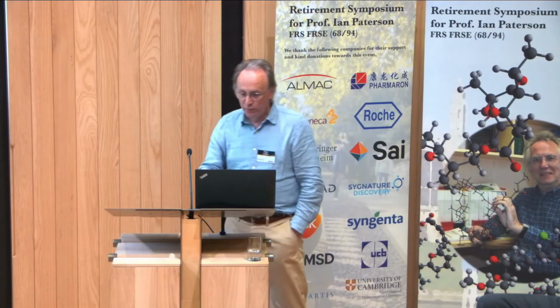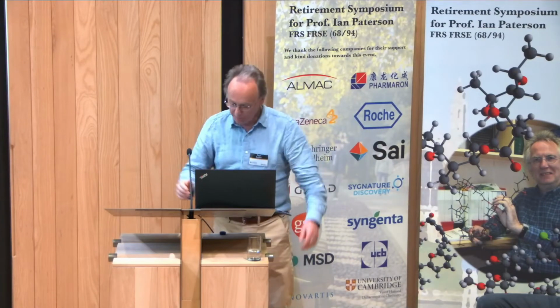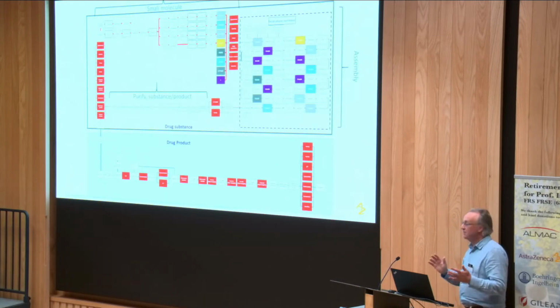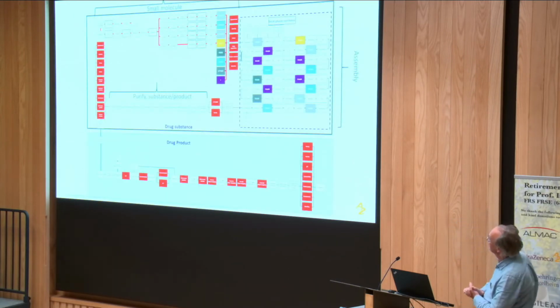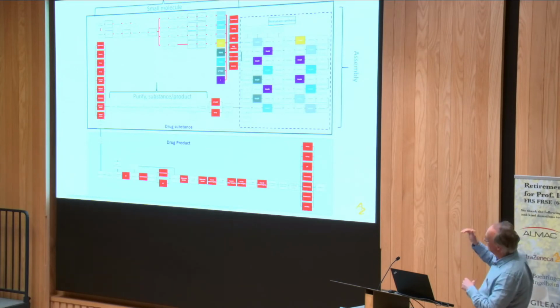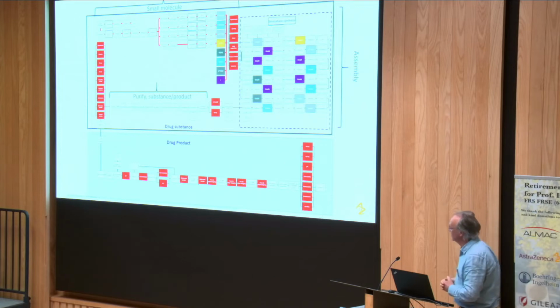So if we look at the overall supply for oligos, this is the picture you get. Falls into 3 phases for the drug substance. The drug product is the bit on the bottom there.